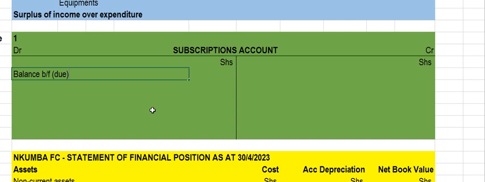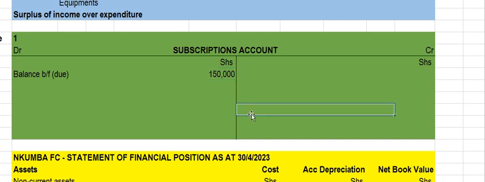The balance is 150, subscriptions due. That is the current asset of the club. Then the balance carried forward for the subscriptions due. Balance carried forward, that is 100,000. That is 100,000 balance carried forward.